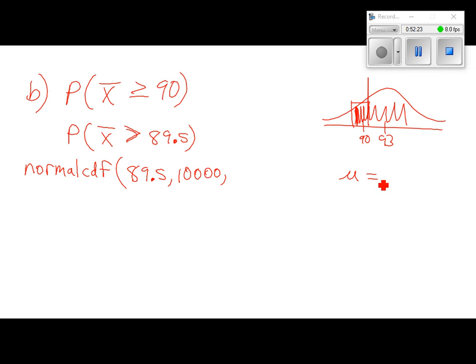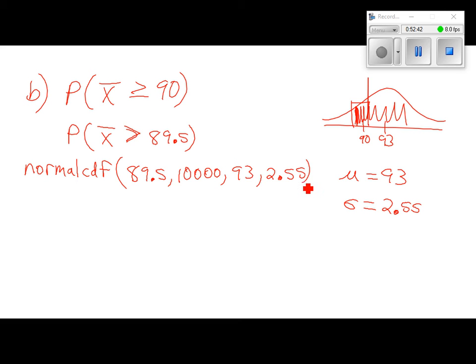Oh, we didn't find those, did we? No, we did not. I think we did on the last slide, didn't we? Yeah. What was the mean? 93. What was the standard deviation? 2.55.